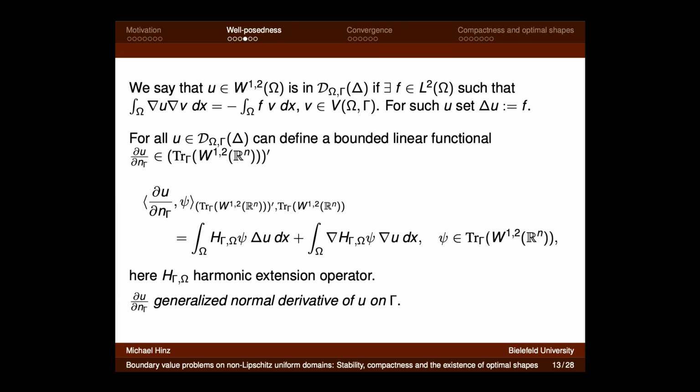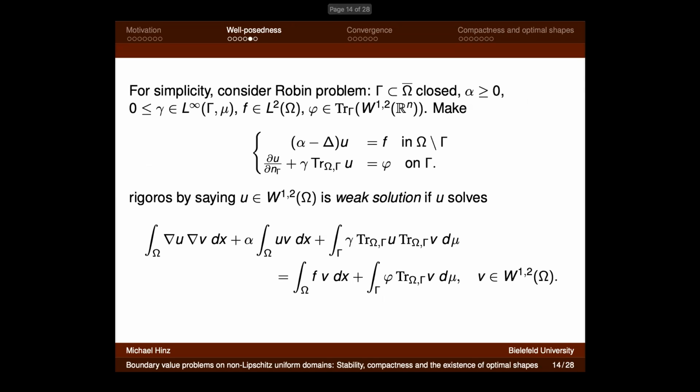Also, this is not so new. For simplicity, I will now not talk about the mixed boundary value problem because it's just too much notation. I will reduce the discussion in this talk to the Robin boundary problem, because the Robin condition is what we are interested in. So let's assume we have a nice W12 extension domain. We have a subset of the closure of this domain.